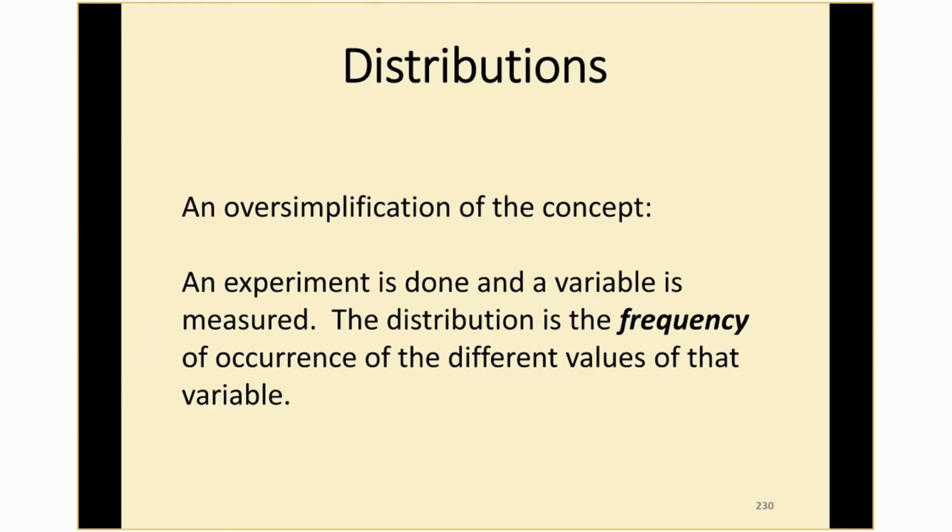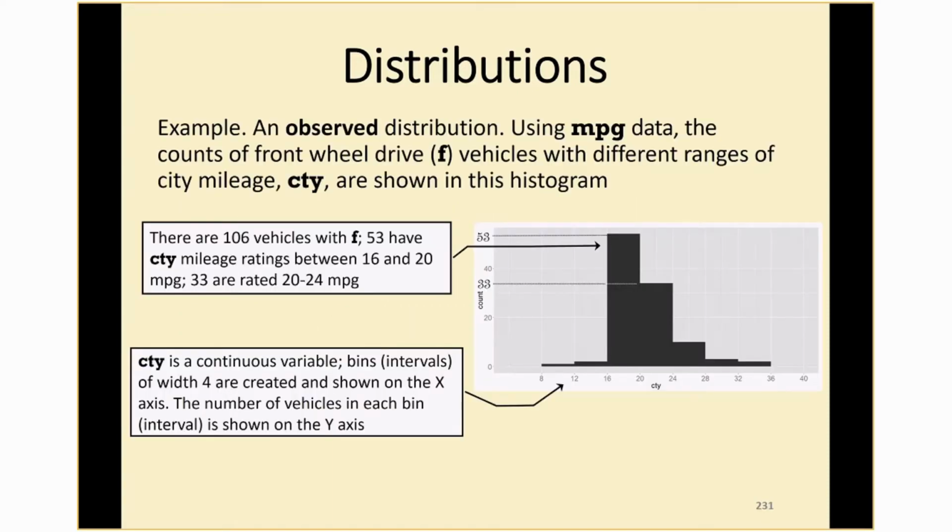Distributions. Now, making a major shift in topics, I want to talk about distribution. And the concept of a distribution, it's the frequency of occurrence of different values of a particular variable. So, here's an example. This shows a frequency distribution, or a histogram, you might call it, of city mileage. So what I've done is I've taken front-wheel drive vehicles only. So I'm only interested in front-wheel drive vehicles at this point.